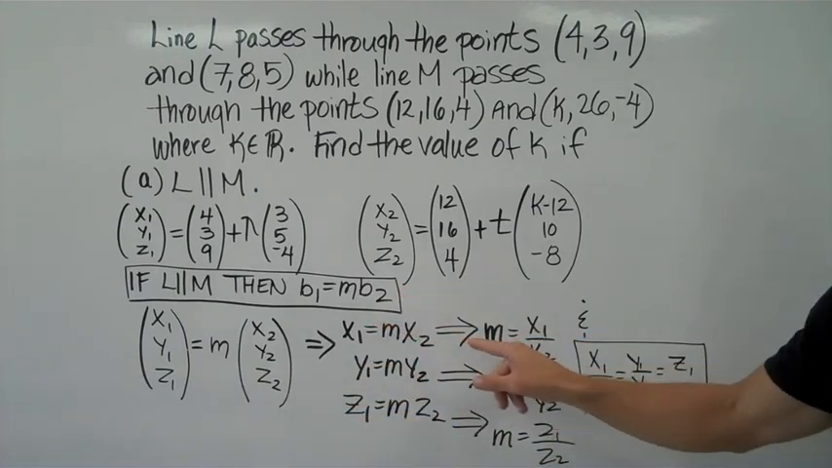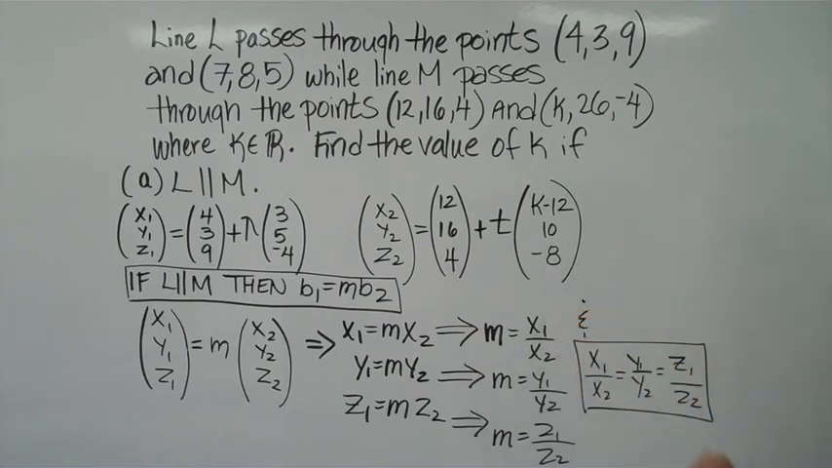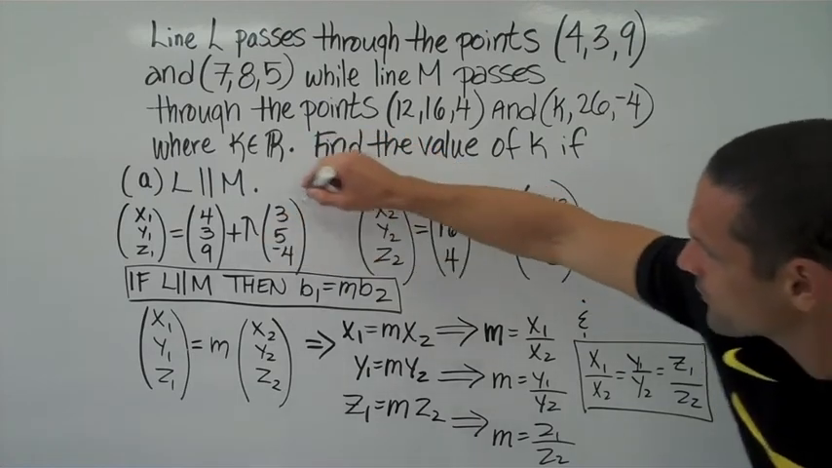Well, solve for m. m is equal to x1 divided by x2, m is equal to y1 divided by y2, and m is equal to z1 divided by z2. Well, if m is equal to all three, then all three things are equal to each other. This is the absolute key for parallel lines. x1 over x2 equals y1 over y2 equals z1 over z2. For what? For our directional vectors.